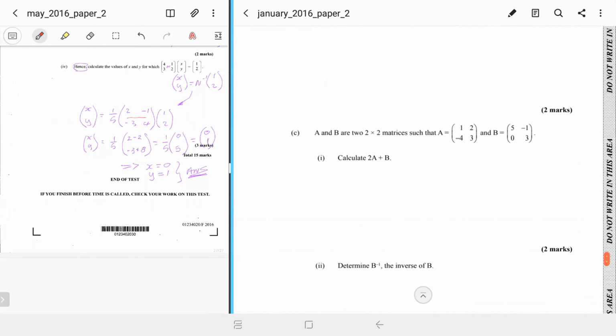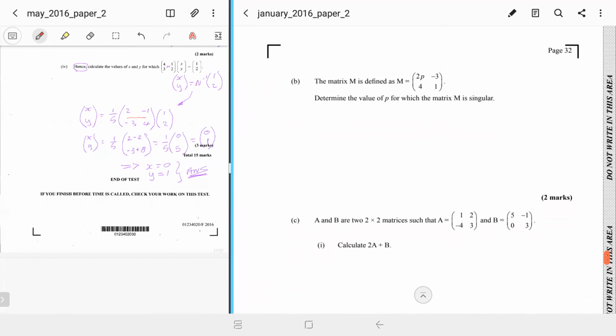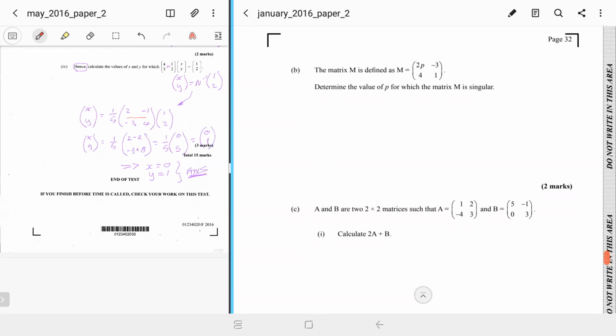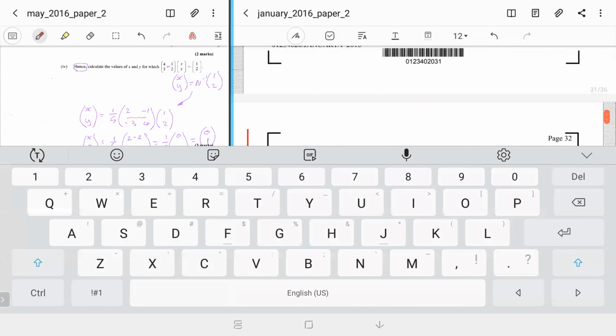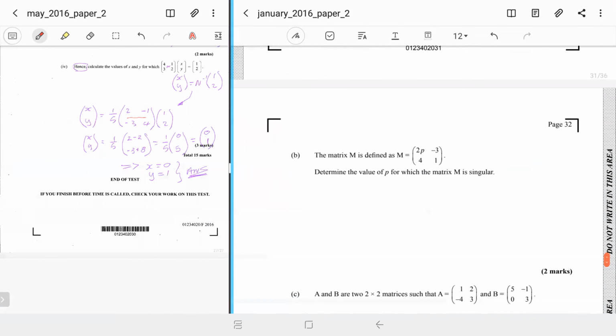Alright, this one, you know. Bam. Run through this fast. This question says matrix M is defined as this thing right here. That's matrix M. It says determine the value of P for which M is singular.